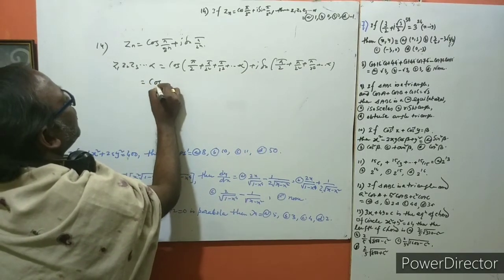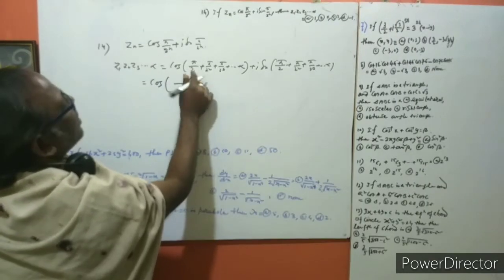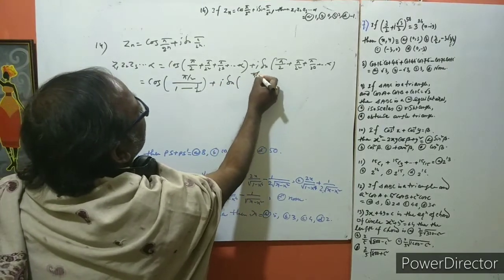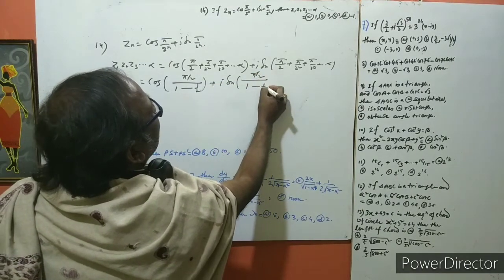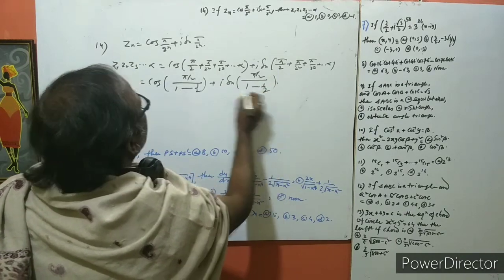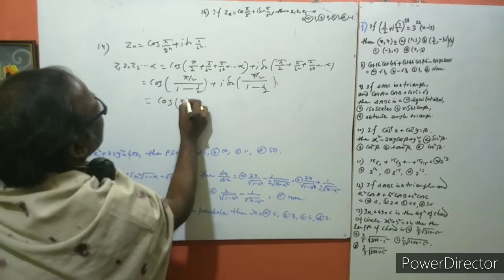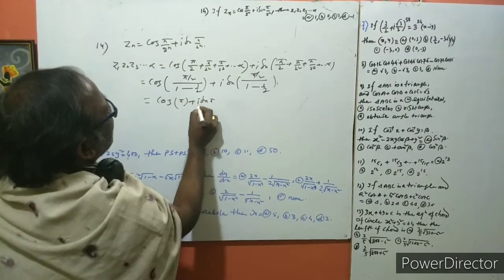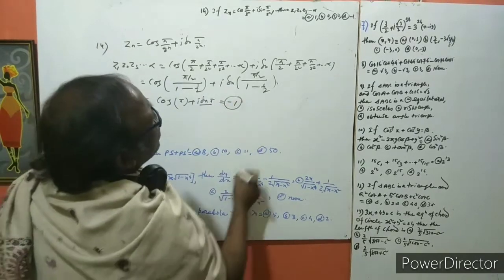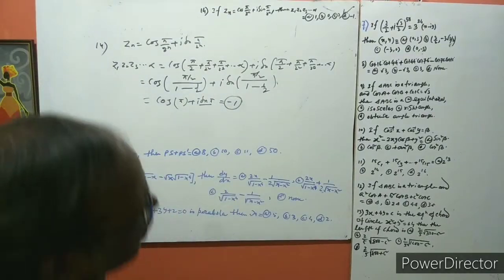So this is the sum of an infinite GP series, that is the sum of a by 1 minus r. Here r is half. So this is a by 1 minus r, and this is half here. Okay, so you get here cos pi plus i sin pi. So sin pi is 0 and cos pi is minus 1. So this is the answer. So this is option D here. Okay, so question 14 is complete here.